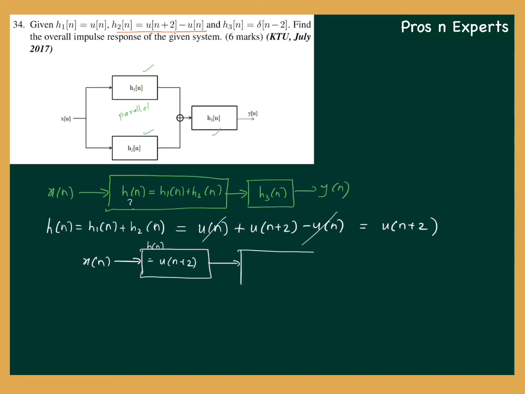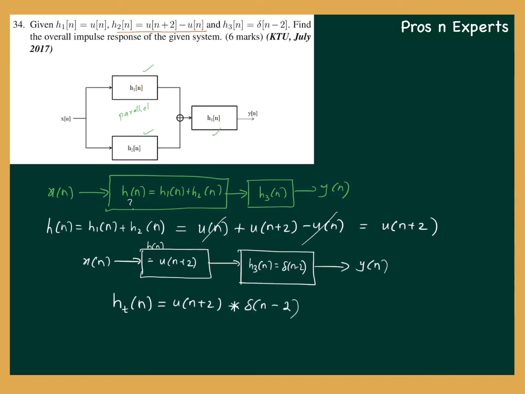This is in cascade with h3 of n. h3 of n is given by delta of n minus 2, to obtain the output. Now what is the equivalent of h of n equal to u of n plus 2 cascaded with h3 of n equal to delta of n minus 2? The resultant is the convolution between these two individual responses. So the total response ht of n is equal to u of n plus 2 being convolved with delta of n minus 2.